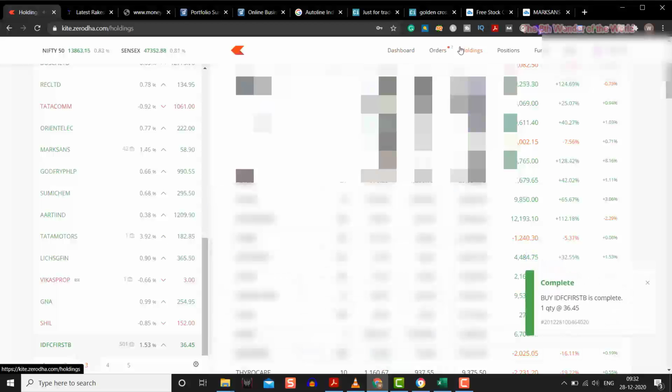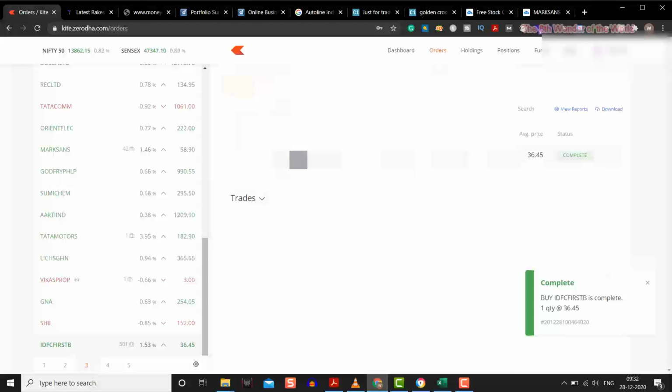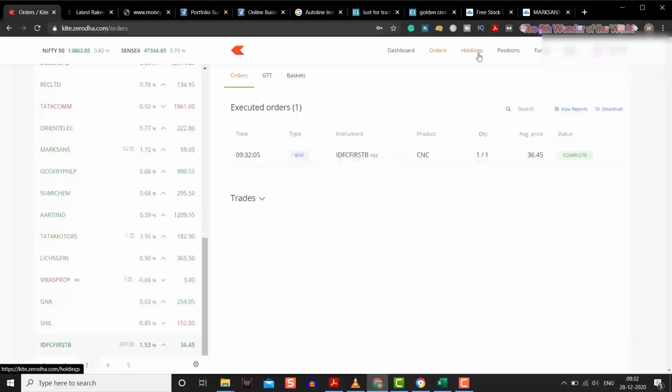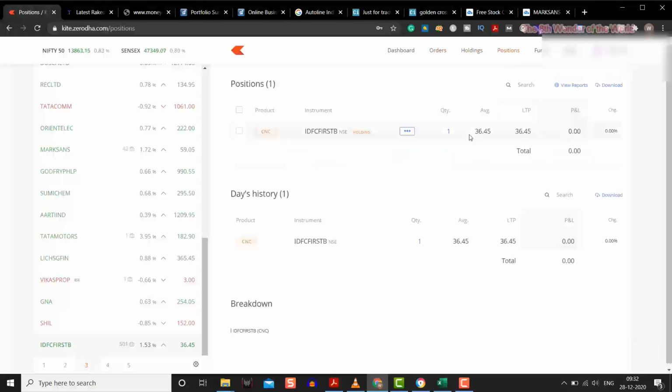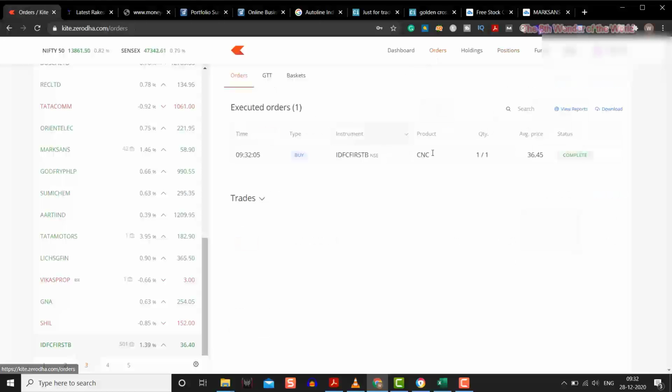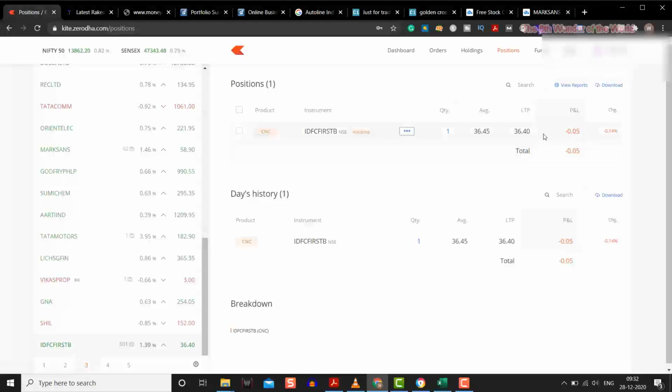You head over to the order header at the top to see if the order is placed. You can see the complete status, which means I have bought one share of IDFC First Bank at a market price of rupees 36.45 paise. So the order book provides the details of the order you have placed.